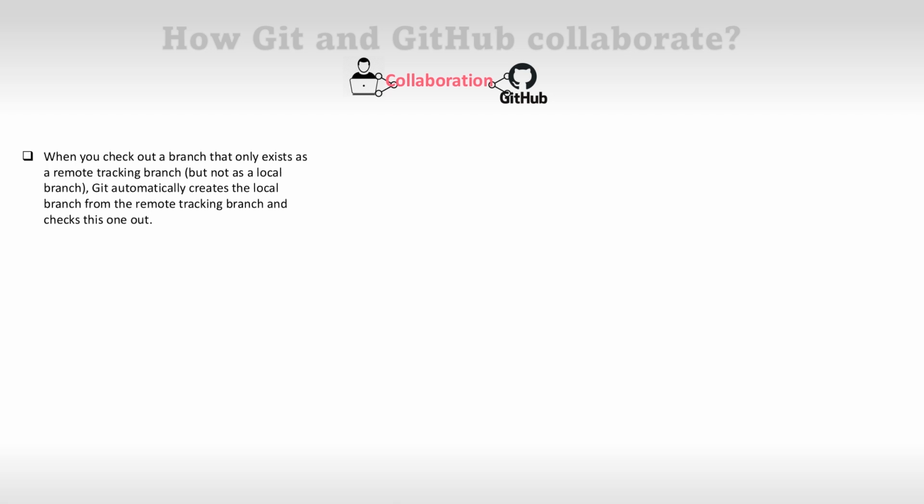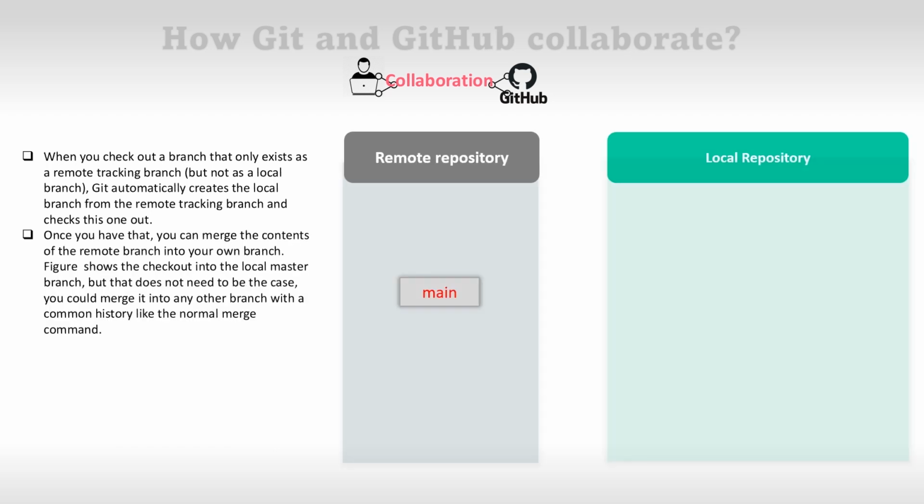When you check out a branch that only exists as a remote tracking branch but not as a local branch, Git automatically creates the local branch from the remote tracking branch and checks this one out. Let's see the infographic now. So you have a remote repository on left, local repository on right. So as usual, 3 commits on left we have done it, and 3 commits on right we have done it. So that's a local repository.